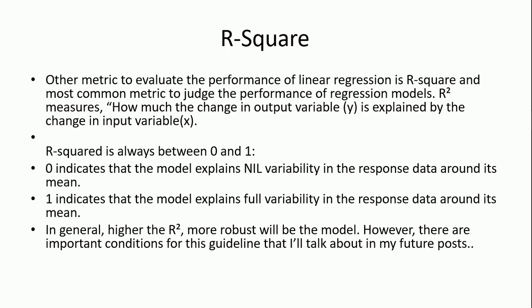In layman's words, the higher the value of R square, the more robust your model is. 0 indicates that a change in the independent variable has nil effect on the output variable, which is not desirable, because we are actually trying to find the relationship between them. And 1 indicates that it has a full effect, so 1 is desirable. So we can say that the higher the R square, the more robust the model will be.